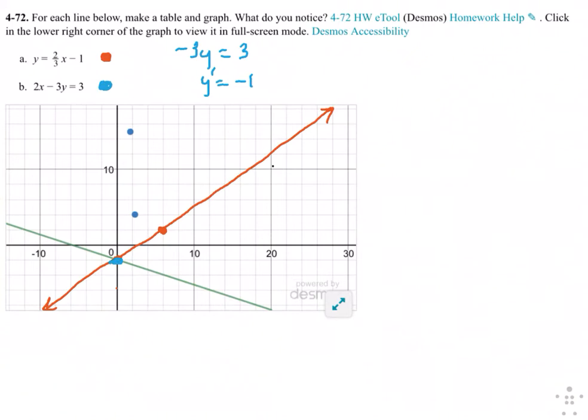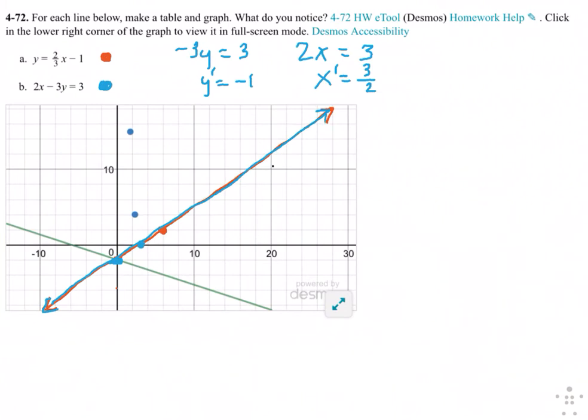And then another point I could get is if I put a 0 in for y, so I'd get 2x equals 3. So x equals 3/2. So the x-intercept is at 3/2, 1.5, right? Which is here. Oh, so it's the same line. So if I graph that, it's going to go over top of the other line.